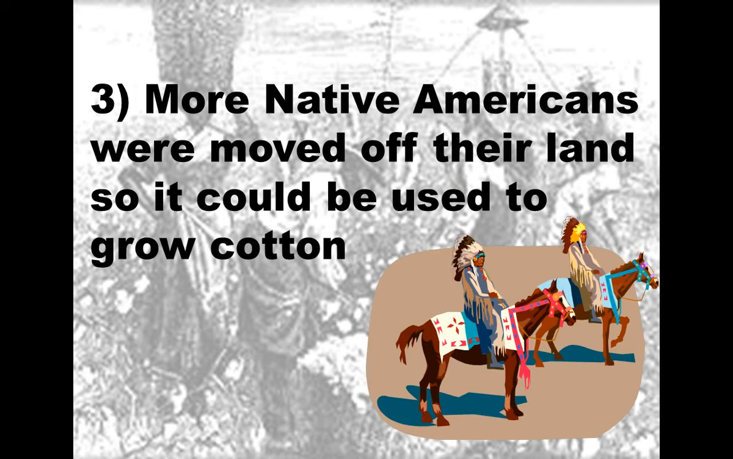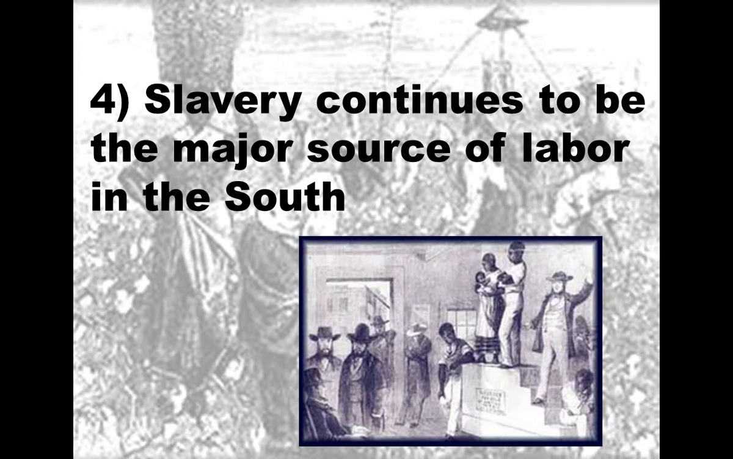Factor number three for the cotton gin. More Native Americans were moved off their land so that it could be used to grow cotton. We talked about how as land becomes more desirable for cotton production, eventually the people that live on that land are pushed off, in this case the Native Americans. So unfortunately the Native Americans are being moved further and further west as settlement continues to encroach upon their land.